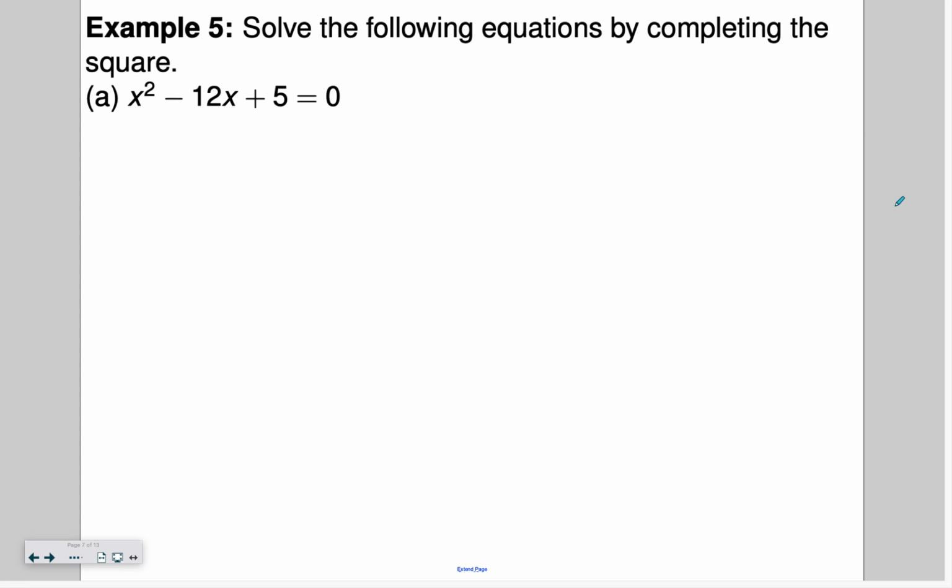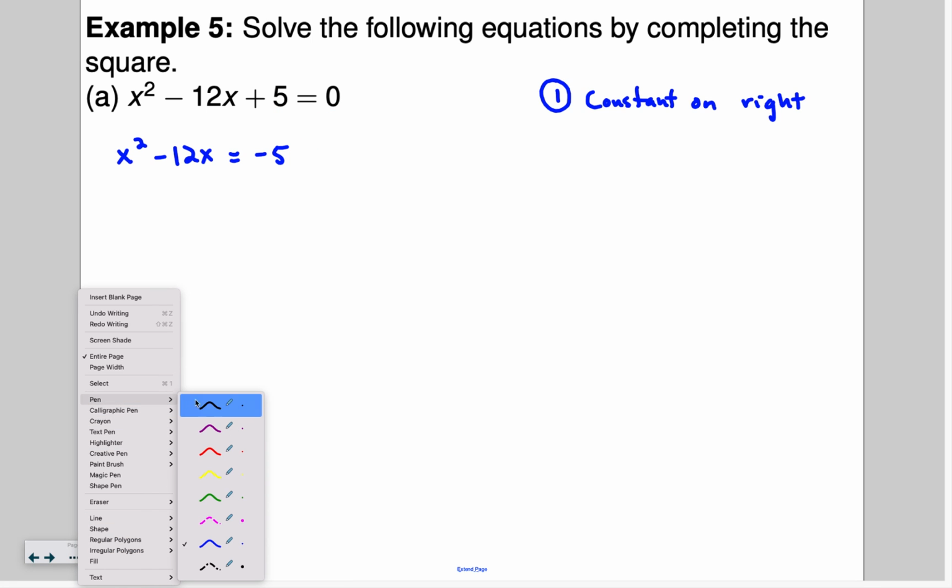Bingo. All right, enough jibber jabber. Let's do an example. Let's complete the square. So here are the steps for completing the square. Step 1, put the constant on the right. Here we go. This is going to be x squared minus 12x. Oh, man, I got to sit up straight. Posture is key. Equals negative 5. So I subtract 5 from both sides there. Step 1 complete.